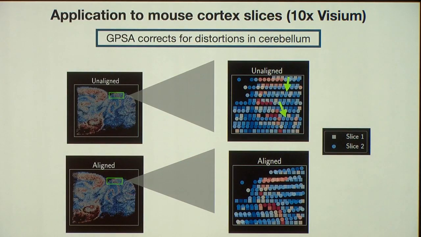We next applied our model to another data set from the 10x Visium platform that profiled two slices of the mouse cortex. So we, again, fit our model to these data, extracted the common coordinate system, and looked at what changed between the original spatial coordinates and the aligned spatial coordinates. And we found that our model corrected for very local distortions that occurred in the cerebellum folds in these brains, and that these highly nonlinear and local distortions were important to be able to capture across this tissue.